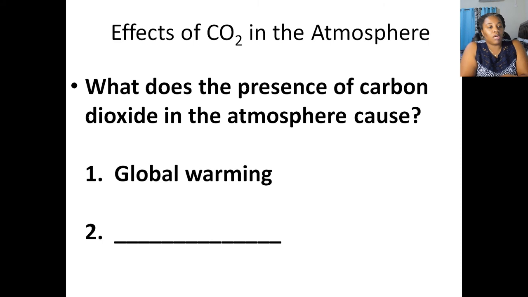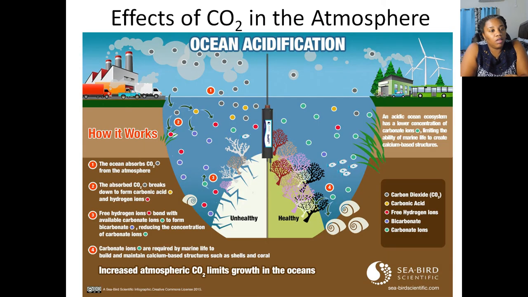What does the presence of carbon dioxide in the atmosphere cause? Yes, it causes global warming, one, but it also causes acid rain. Now, effects of CO2 in the atmosphere. Once acid rain accumulates in the environment, it can cause a pH change in open bodies of water. And here we're going to investigate the ocean. So an ocean is an open body of water.